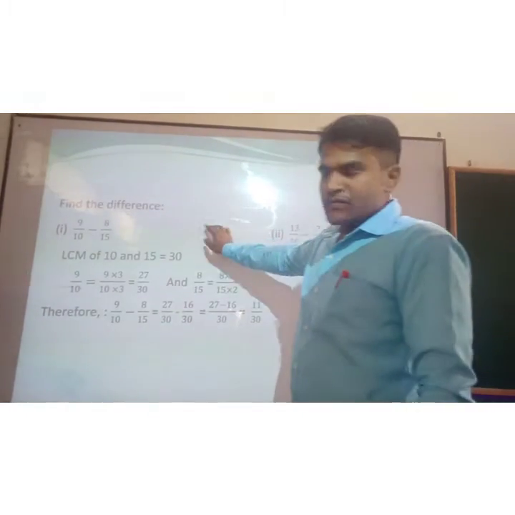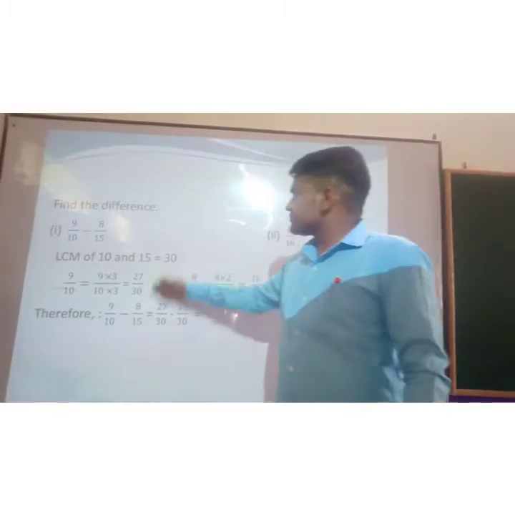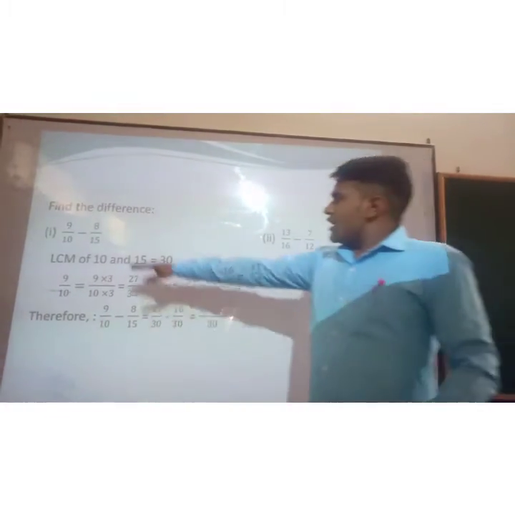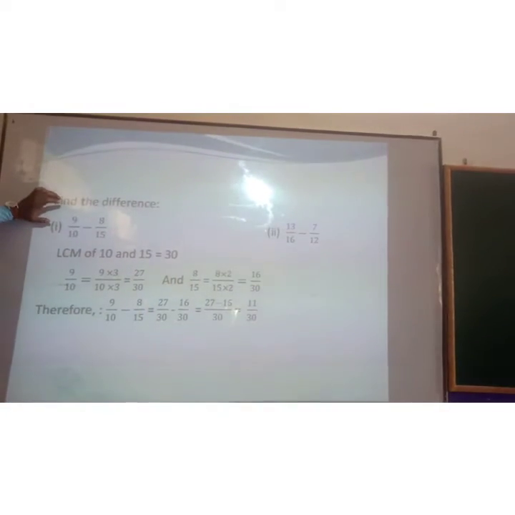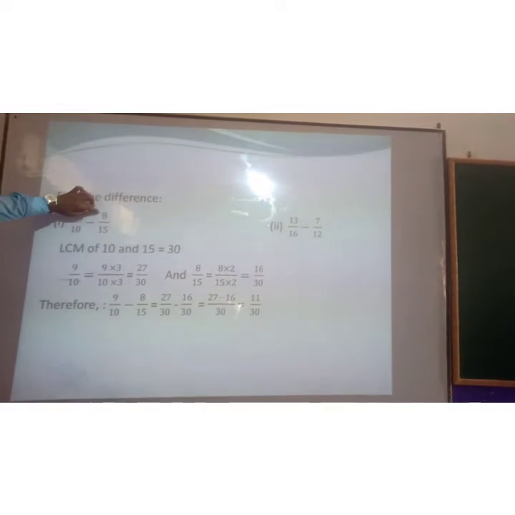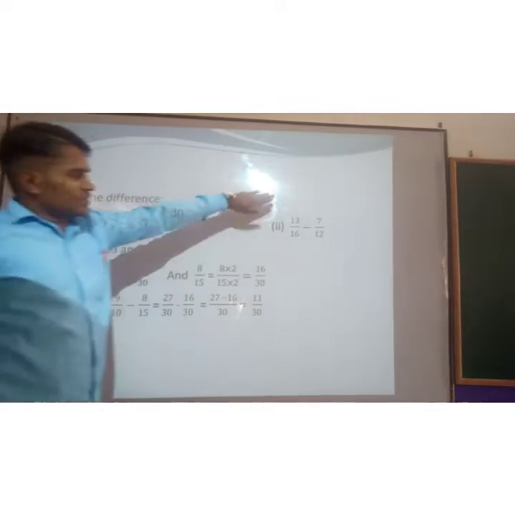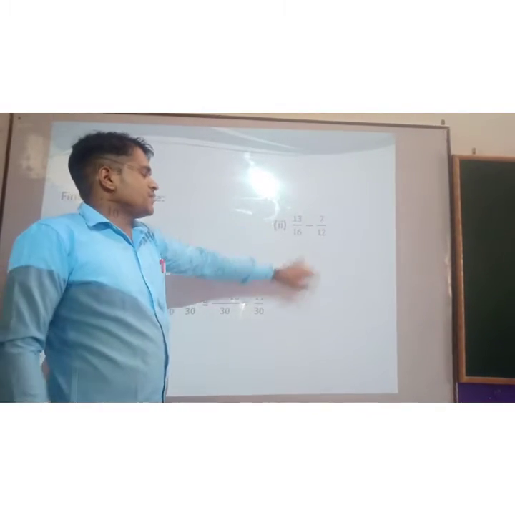Now, find the difference of the given fractions. The first question is 9 upon 10 minus 8 upon 15. The second is 13 upon 16 minus 7 upon 12.